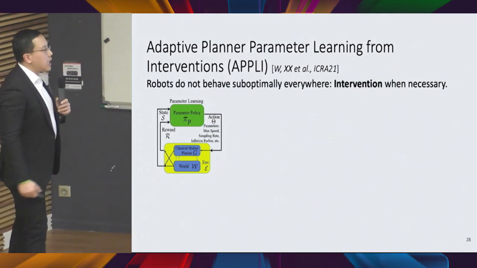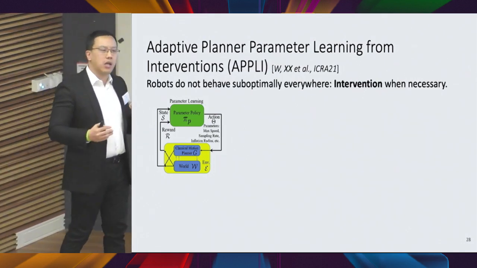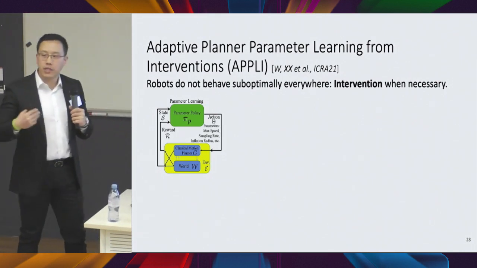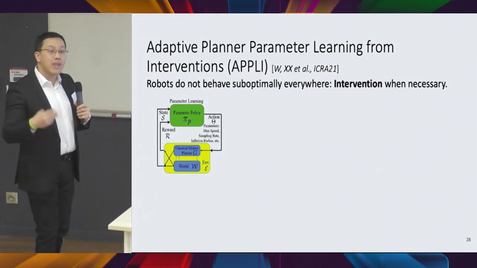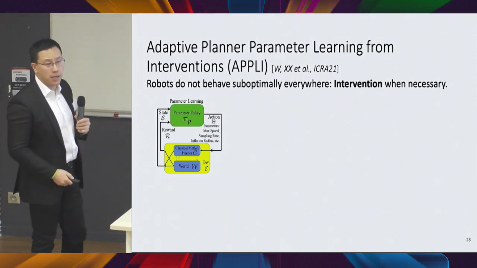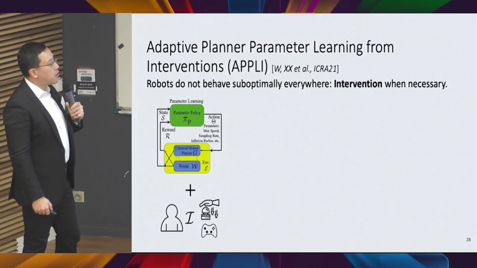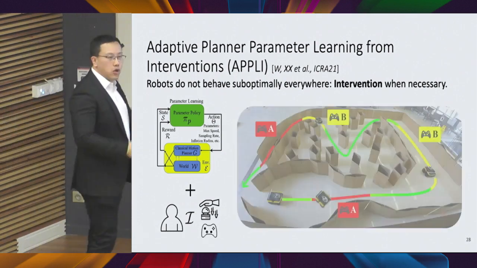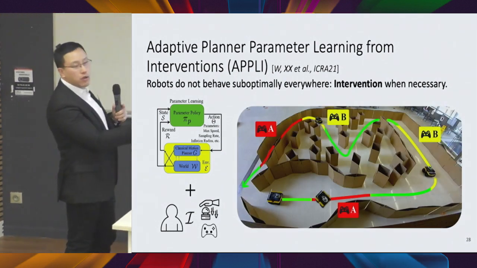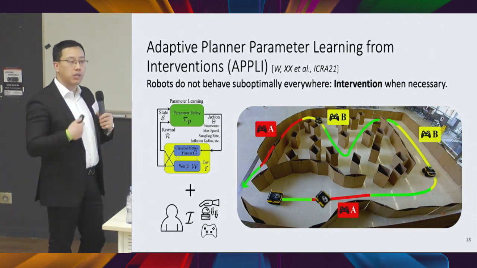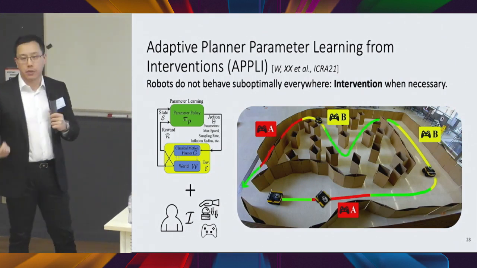But you may also think robots do not usually need a demonstration everywhere. Robots do not behave suboptimally everywhere, and humans can intervene only when necessary, when the robot is about to make a mistake. So this is our second APPL approach called APPLI, adaptive planner parameter learning from interventions. Humans do not need to give the entire demonstration here, but only intervene at these yellow and red points where the robots make a mistake or behave suboptimally.